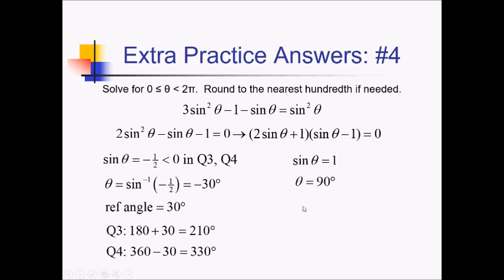So let's go back and convert all of these into radians now. 210, that's going to be 7 pi over 6. 330 is 11 pi over 6, and then 90, that's just pi over 2.